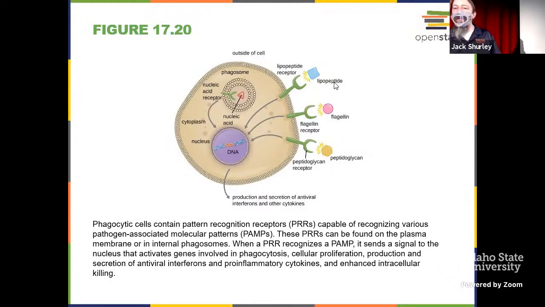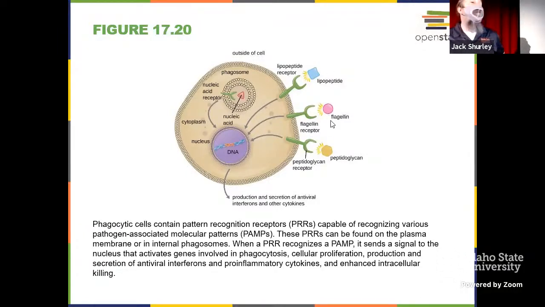Lipopeptides, so lipid and protein or amino acid fragments. Flagellin, numerous bacteria with flagella and specific proteins from that flagella that allow them to recognize that. And then peptidoglycan receptors, recognizing cell wall material of those bacteria. Three different potential mechanisms and some other potentials as well, thinking about maybe virus, where we can see other possibilities, but it's this sort of an idea, right?